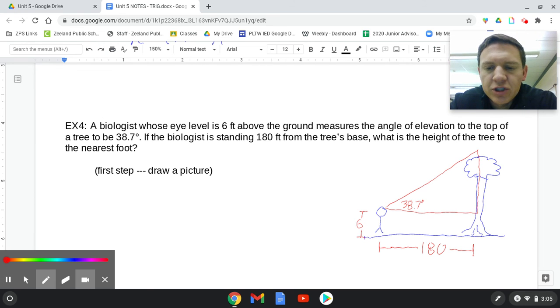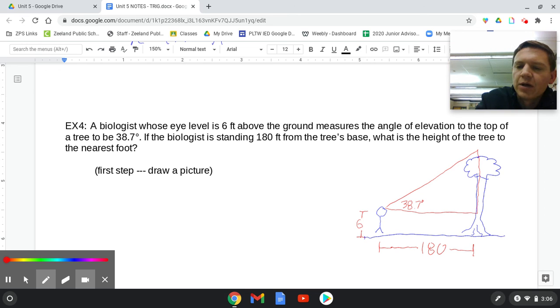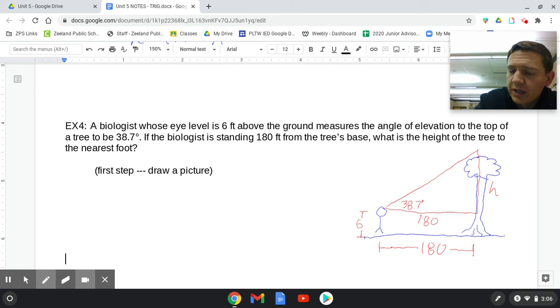All right, we have a biologist, and I drew it here for us, my great artistic abilities, whose eye level is 6 feet above the ground, and measures the angle of elevation to the top of the tree to be 38.7 degrees. If the biologist is standing 180 feet from the tree's base, what is the height of this tree to the nearest foot? Okay, so we need the height. We've got that the adjacent side is 180 feet, and we need to know the height of the tree. Notice when we get that height, we still will have to add this 6 feet down here, because remember our triangle is starting at eye level height.